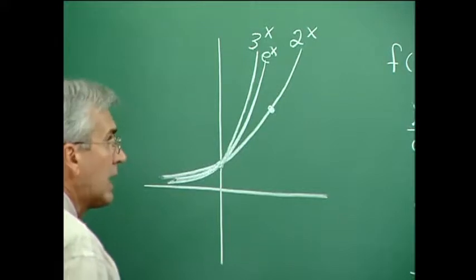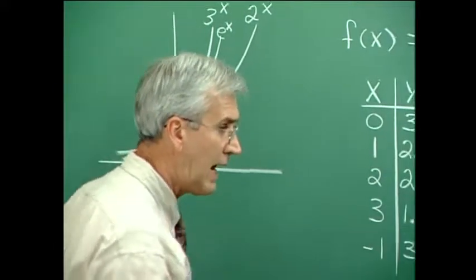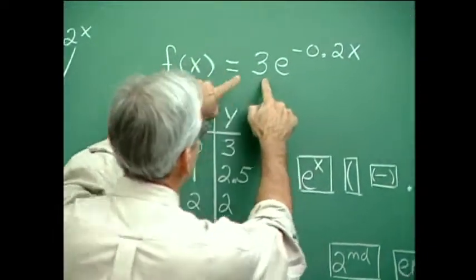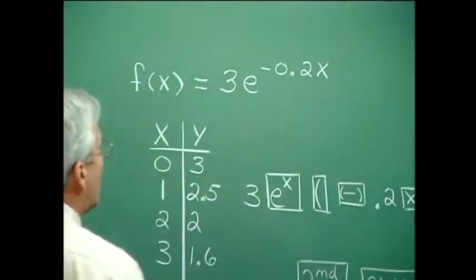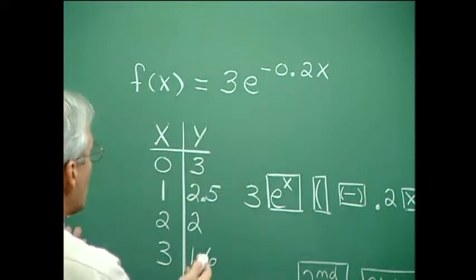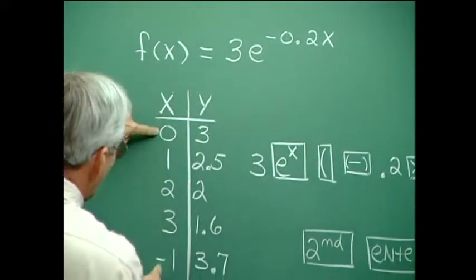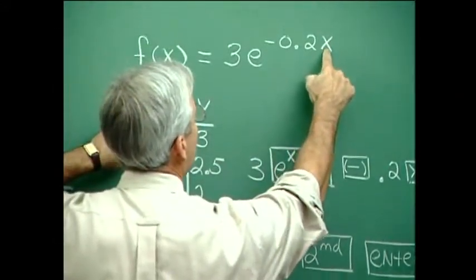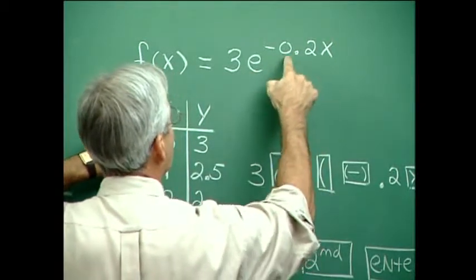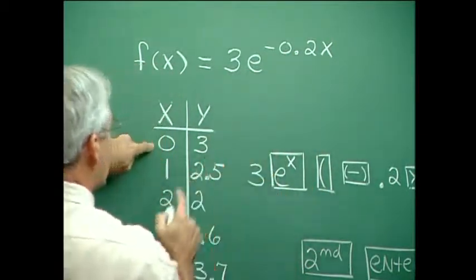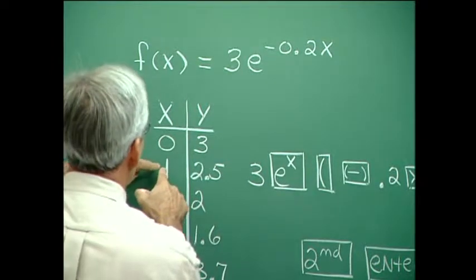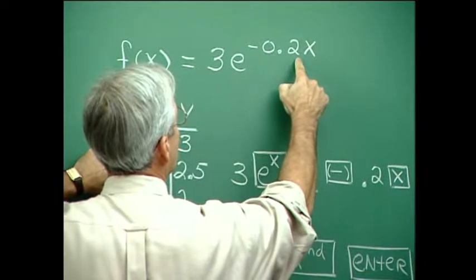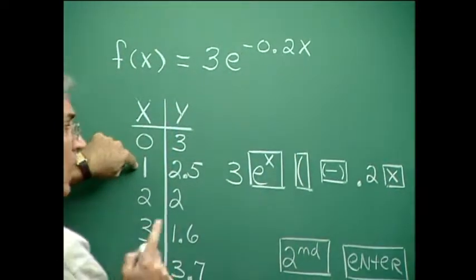Well, let's consider a function which has e as the base of an exponent. Let's see, how about f of x is 3e to this exponent? Now, to use a table of values, we would need to put in some integer values for x and evaluate for y. Well, if x is 0, then this becomes 0. e to the 0 power is 1. 3 times 1, 3. Okay, that's pretty easy. But for an x of 1, we would have to raise e to the negative 0.2 power. Not an easy task.